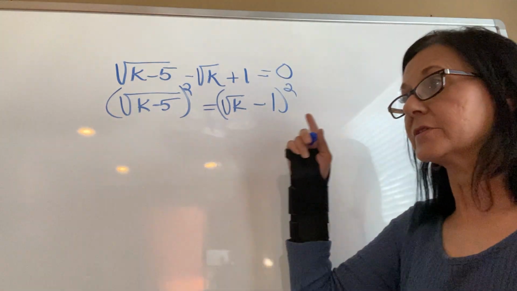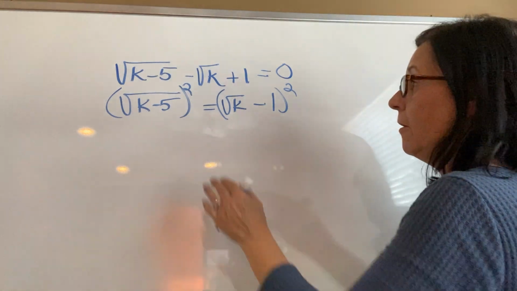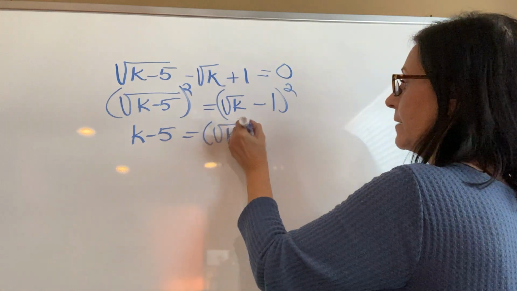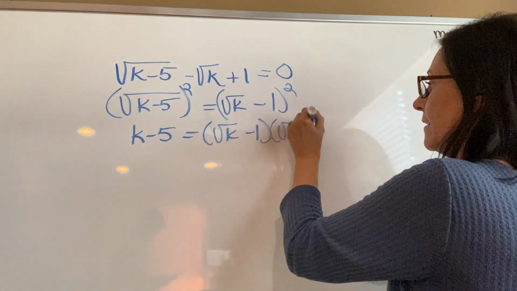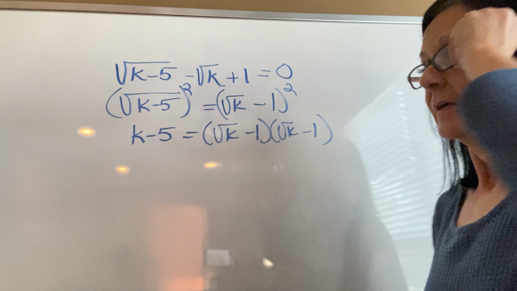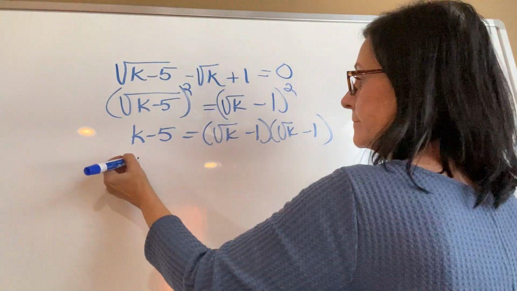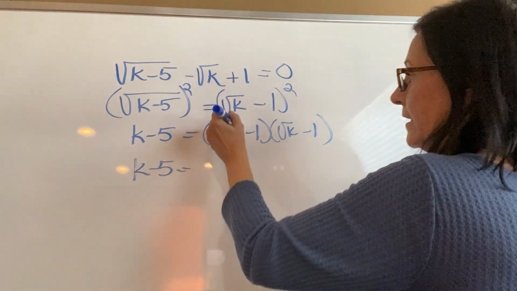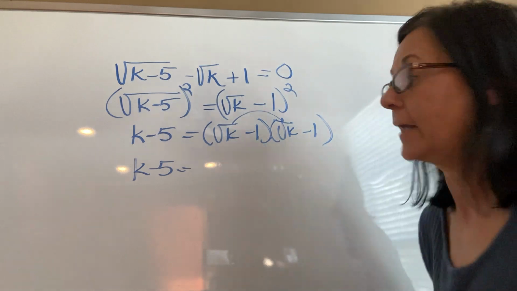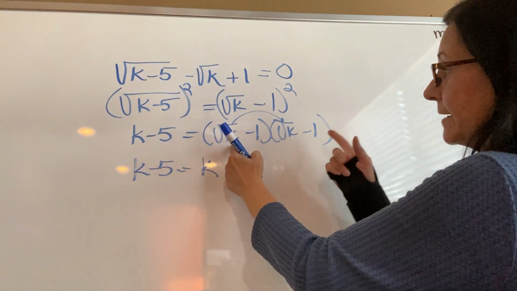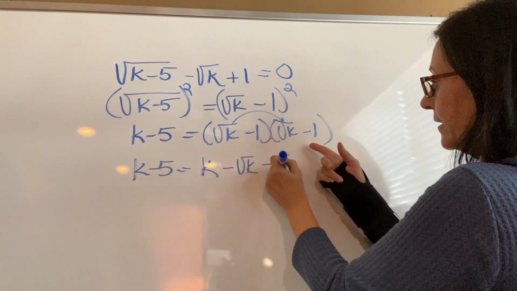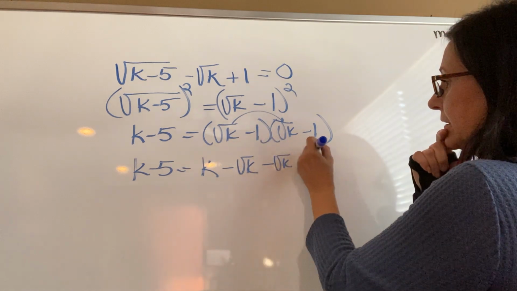Knowing that when I square binomials, it's the binomial times itself. On the left-hand side, it's just k minus 5. On the right-hand side, it's the square root of k minus 1 times the square root of k minus 1. All right, then I'm going to FOIL the right-hand side. Square root of k times the square root of k. The square root of anything times the square root of itself is just what's under the radical. It's k. Square root of k times -1 is negative square root of k. -1 square root of k, negative square root of k. -1 times -1, positive 1.